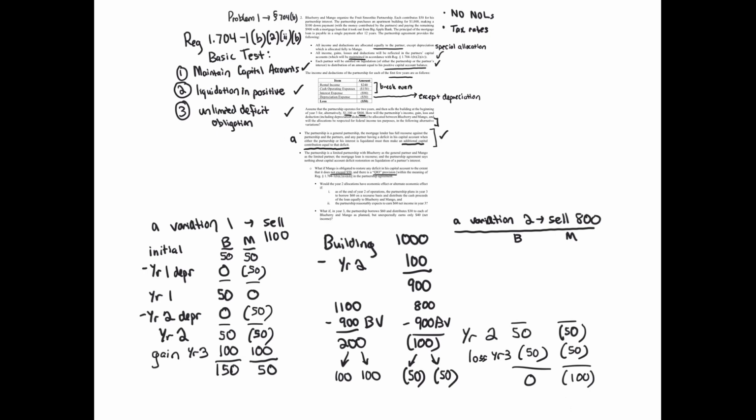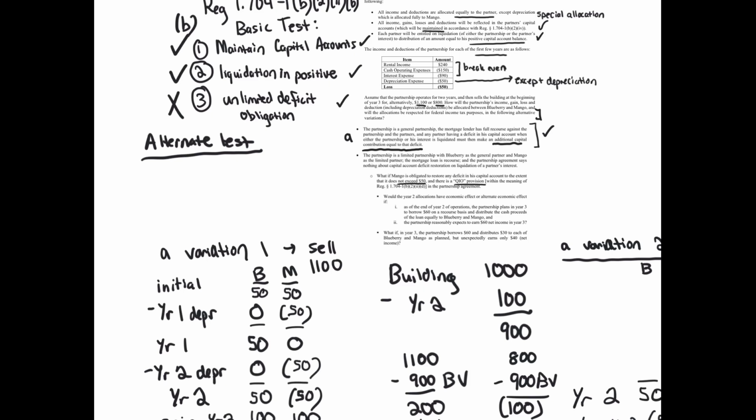So let's go through the same thing. Well, we meet the first requirement in the basic test. We meet the second requirement, but we fail the third. Why? Because Mango, the partner at issue, because Mango gets the special allocation, doesn't have to go unlimited. Does everyone see that? There's no unlimited. So that brings in the alternate test. The alternate test found also in Reg 1.704-1(b).